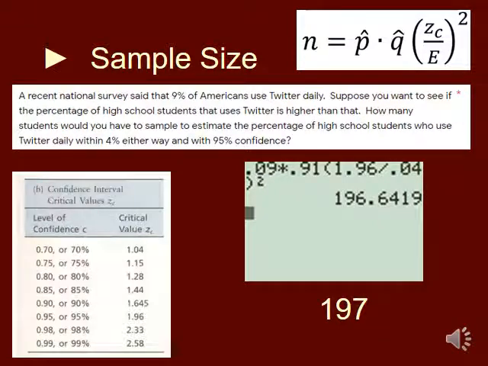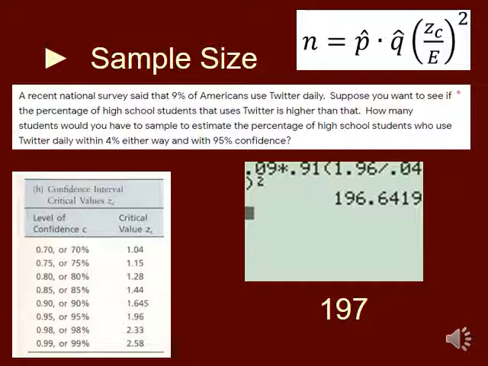The other set of problems that you had dealt with estimating percents and how many you'd need for samples there. This next problem says a recent national survey said that 9% of Americans use Twitter daily. Suppose you want to see if the percentage of high school students that use Twitter is higher than that. How many students would you have to sample to estimate the percentage of high school students who use Twitter daily within 4% either way with 95% confidence?